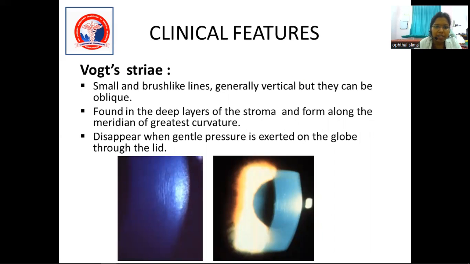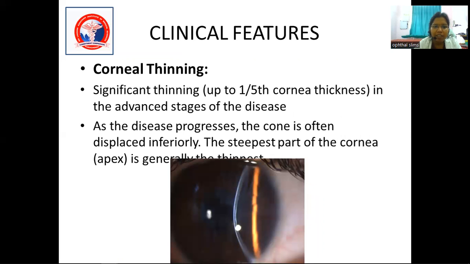Then Vogt's striae. These are fine, brush-like lines, generally vertical, but they can be oblique. These are found in the deep layers of the stroma and form along the meridian of greatest curvature. They disappear when gentle pressure is exerted on the globe through the lid. Corneal thinning: we can see significant thinning when up to one-fifth of the corneal thickness remains, in advanced stages of the disease.